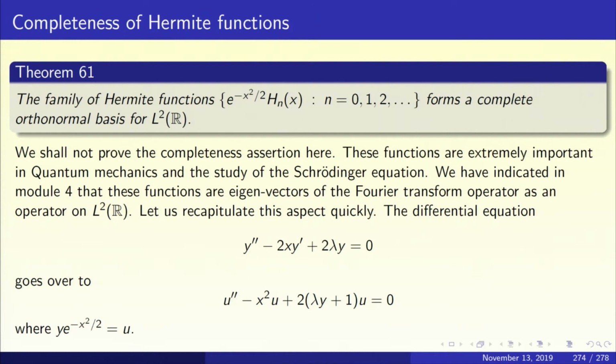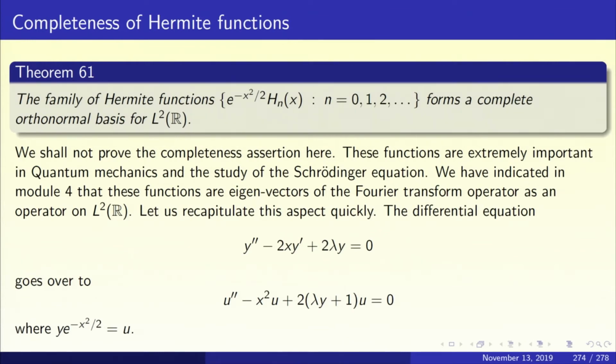So now let us recall how to prove that the Hermite functions are the eigenvectors of the Fourier transform operator. We have done this before and this is a recap. Let us quickly recapitulate this. The differential equation is what? y double prime minus 2xy prime plus 2 lambda y equal to 0. When lambda equals n, the solution is H_n(x). Now we are looking at e to the power minus x squared by 2 times H_n(x).